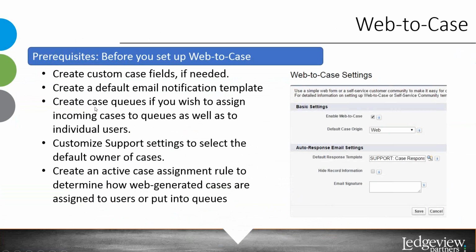Similar thing here. Create case queues. That's best practice. Create a queue instead of assigning it to specific people. The other settings, which we mentioned before, apply here as well. Set up the default case owner, just in case your assignment rule falls through, so you get it at least to somebody. Also, there's another setting on the web to case where you can assign it to a specific agent. This has a custom setting where you can make that adjustment right in the web to case setting screen.